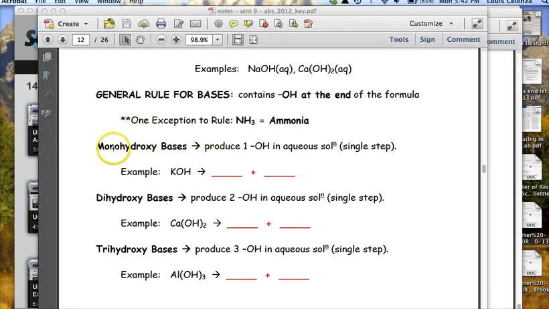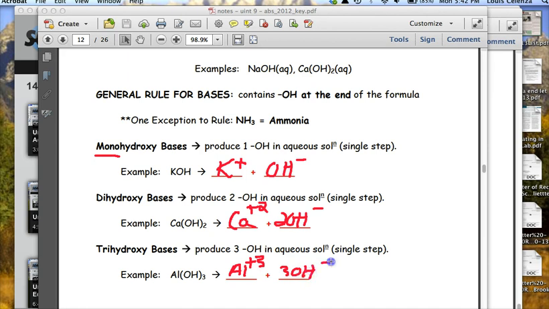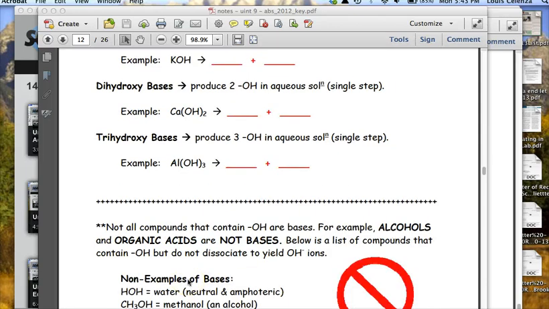A monohydroxy base is a base that has one OH in it, and it's going to break apart into the metal ion and the OH minus. And this is what makes it a base, because it splits into that. This would break up into calcium plus 2 and then 2 OH ions. Notice that the plus 2 would be canceled out by the 2 negatives. And then a trihydroxy base would break apart into an aluminum ion and then 3 OHs with a minus. The negatives and positives still cancel out. Plus 3, and then you have 3 negatives. And that's it for this unit.